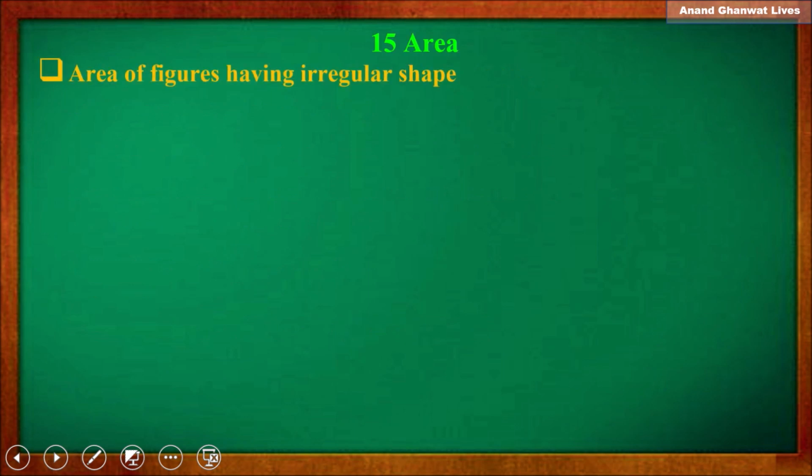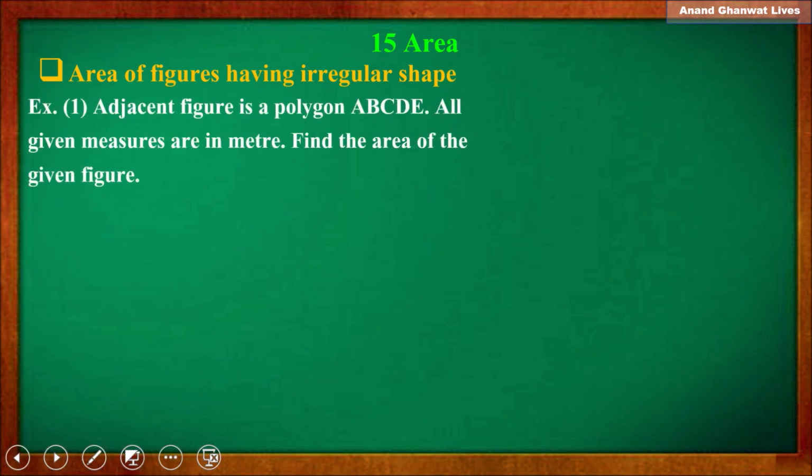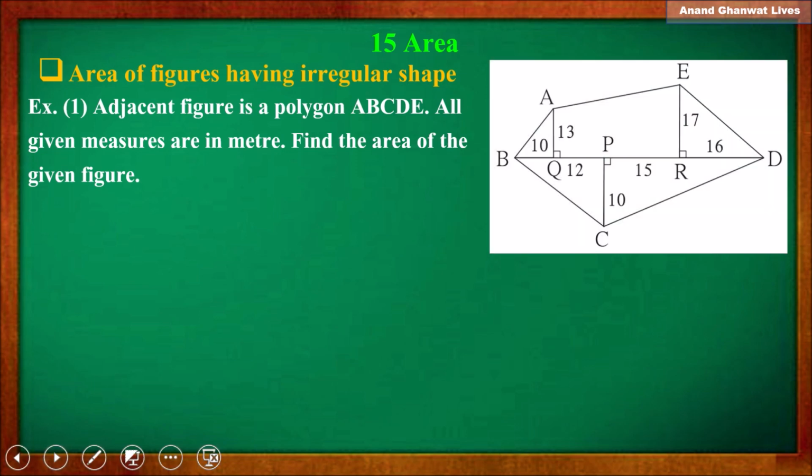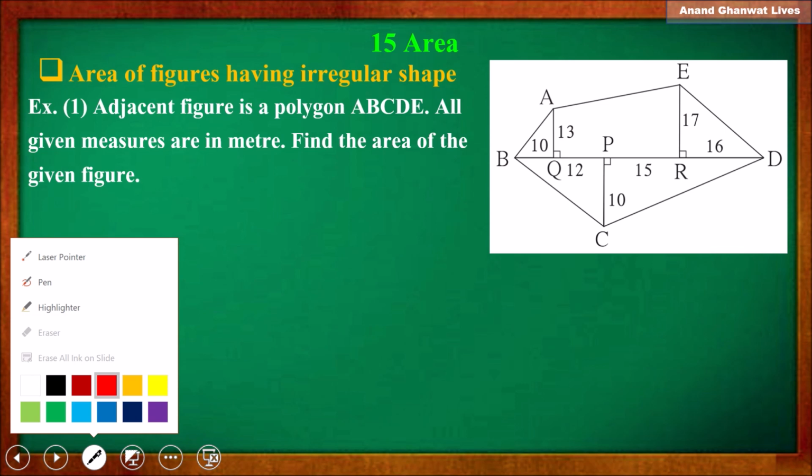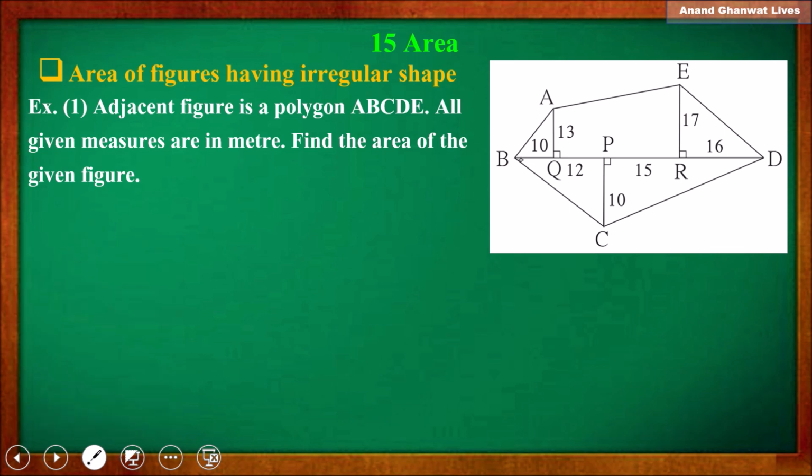Now let us solve some examples based on the area of figures having irregular shape. First example, the adjacent figure is polygon ABCDE. All the measurements are given in meters. So find the area of the total given figure. Now observe this diagram of polygon. What is your observation here? We can observe here that triangle BDC is here, and its base and its height are given.